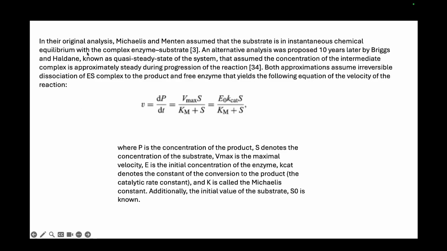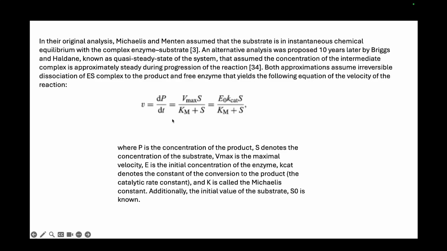So in their original analysis, Michaelis and Menten assumed that the substrate is in instantaneous chemical equilibrium with the enzyme substrate complex. An alternative analysis was proposed 10 years later by Briggs and Haldane, known as the quasi-steady state of the system, that assumed the concentration of the intermediary complex, which is the ES complex, is approximately steady during the whole progression of the reaction. Both approximations assume irreversible dissociation of ES complex to the product and the free enzyme that yields the following equation of the velocity of the reaction.